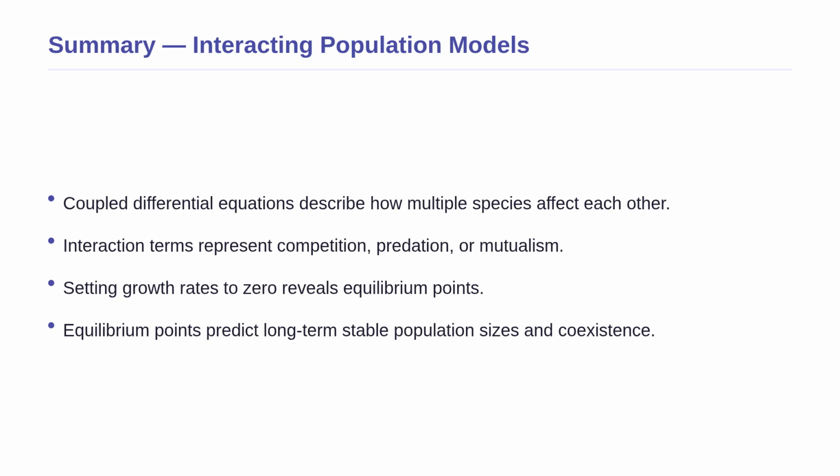We have covered a lot of ground today. So let us reinforce the most important ideas. First, interacting population models use systems of coupled differential equations to describe how species affect each other's growth. Second, by adding interaction terms to standard logistic growth equations, we can mathematically represent real-world relationships like competition or mutualism. Third, setting the growth rates to 0 allows us to find equilibrium points, which are the long-term stable population sizes.